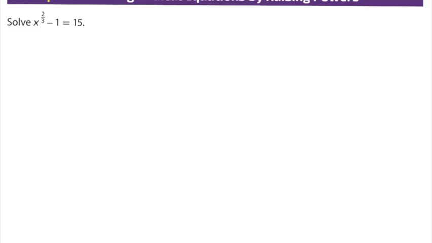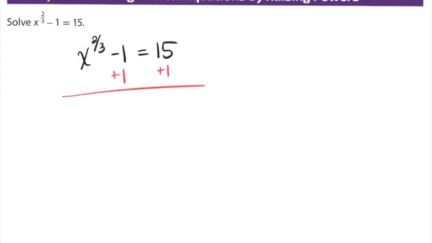In this case, the x to the 2/3 is almost by itself. You just move that 1 over. So your goal here is still to get it by itself. We're going to add that 1 over, and when we do that, that will cancel. We have x to the 2/3 equals 16. All right.